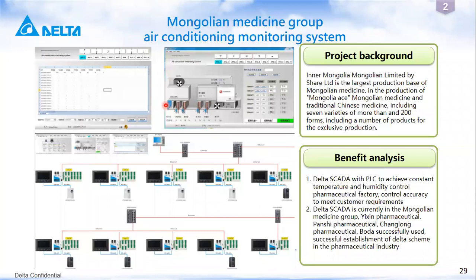And next one is the air conditioning monitoring system. It's an HVAC system in China. They use the whole Delta solutions from the inverters to the PLC, HMI, IPS, and then to the Ethernet switch, and then to the SCADA system.